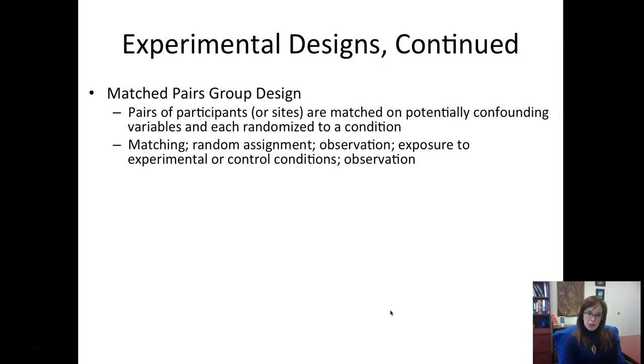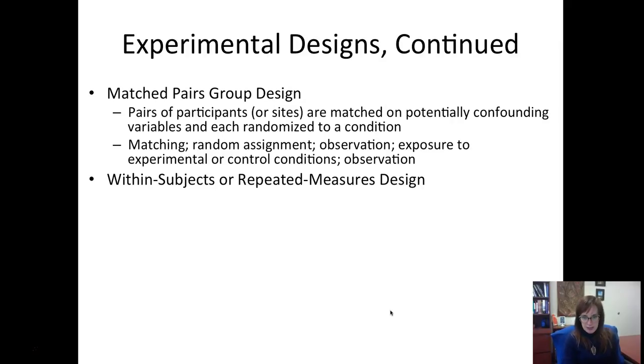So we match people, we randomly assign each of those people in those pairs to one of our conditions. We do a measurement or an observation. We then expose people to whatever it is that we're testing, an intervention and control condition. And then we do another measurement or observation.